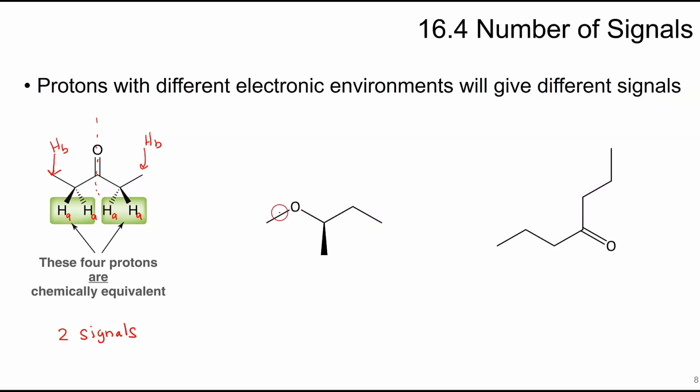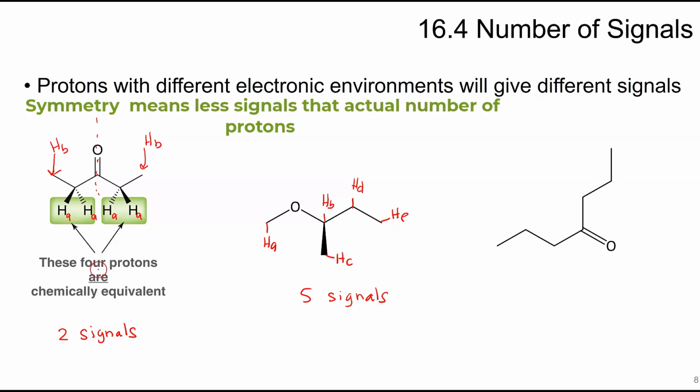In this molecule here, this would be HA because it's seeing an oxygen. This one is seeing an oxygen as well, but it's also seeing 2 other carbons, so this would be HB. This is seeing a different environment than any of the other ones. This is HC. We have HD and HE. So this one has 5 different signals. So if you have symmetry, then they'll see similar environments. You might have less signals.